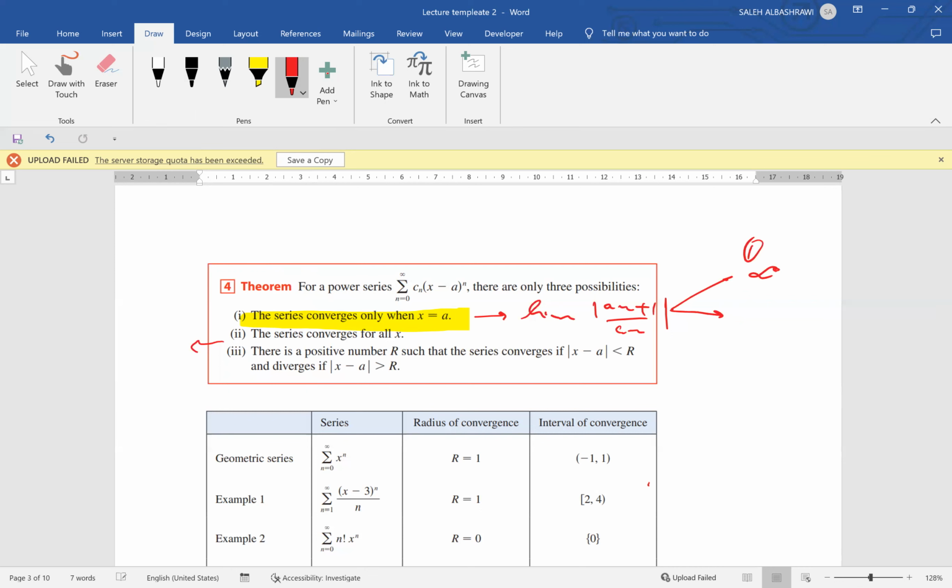Second case: when the limit of a(n+1) divided by a(n) is equal to 0, then it will converge for all x. This is the second case. Third case: there is a positive number r such that the series converges if the absolute value of x minus a is less than r. And this will happen if the limit is equal to some finite number other than 0.